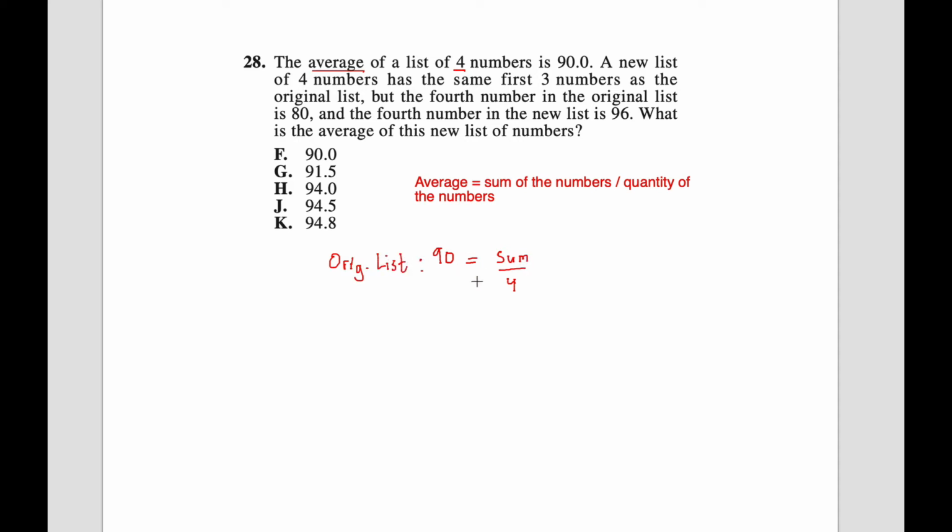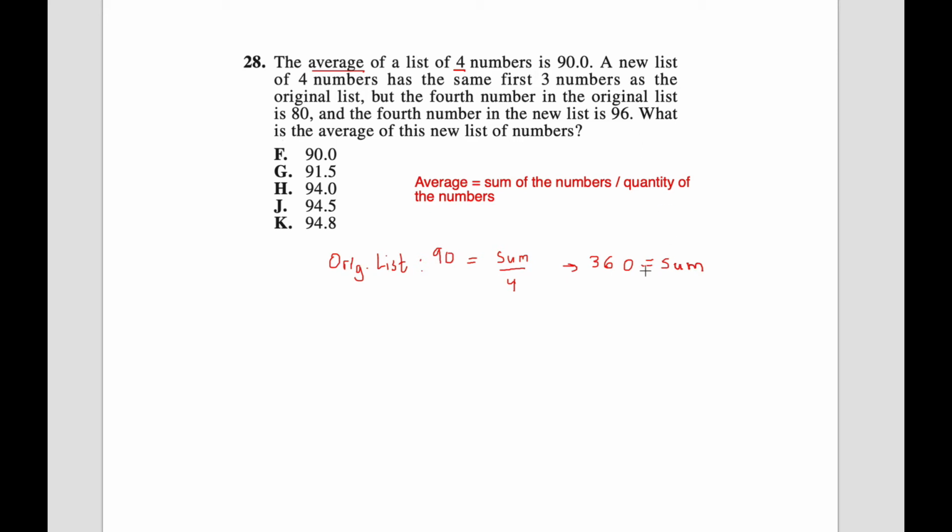And the next thing we could ask ourselves is, well, in this formula, what can we actually figure out from that? Well, one thing we could do is multiply both sides by 4. And that would tell us that 4 times 90 is 360. So we'd have that 360 is the sum. And this is of the original list.